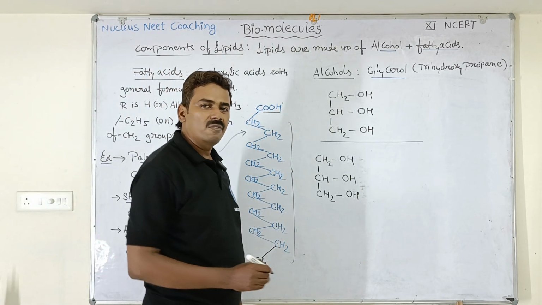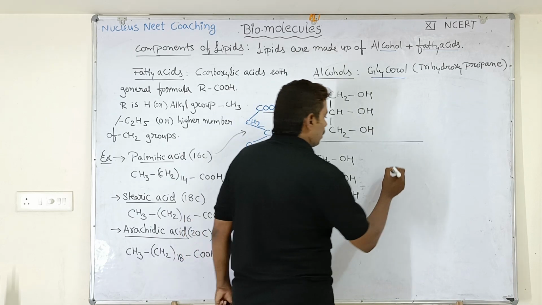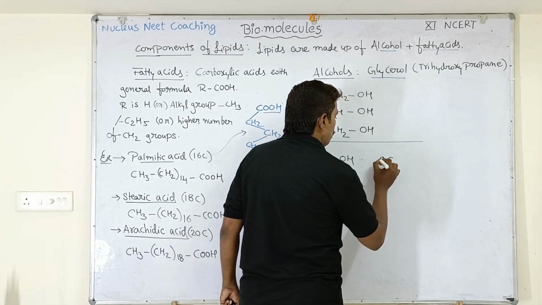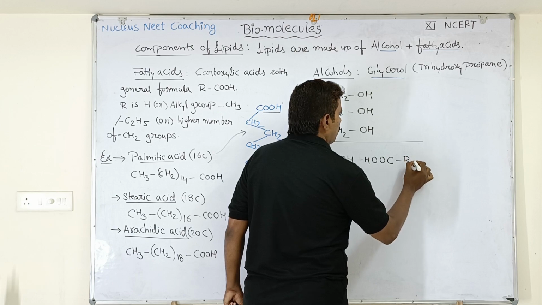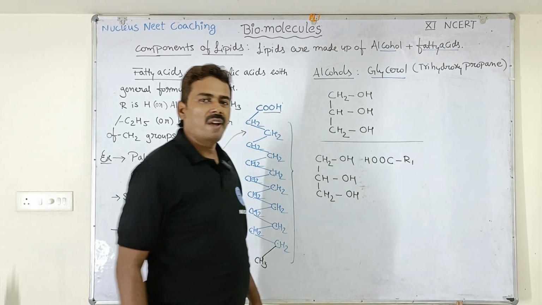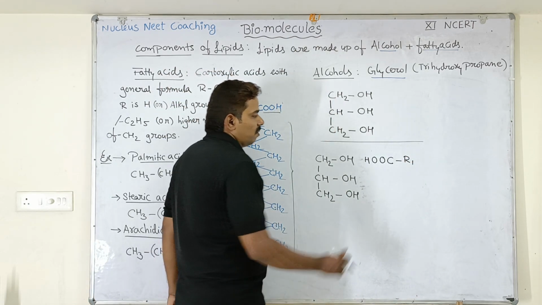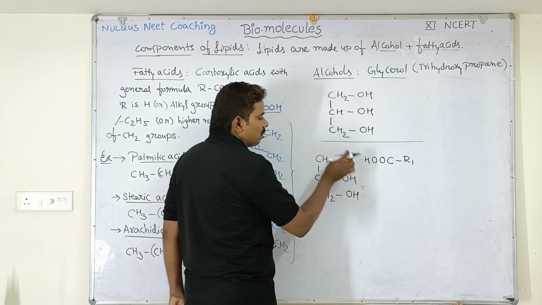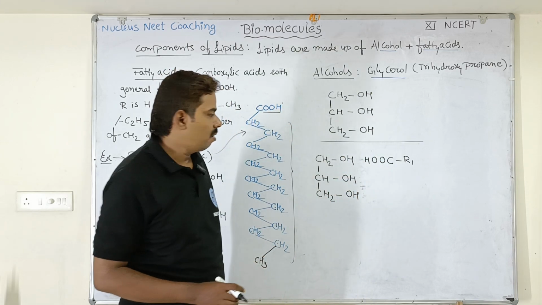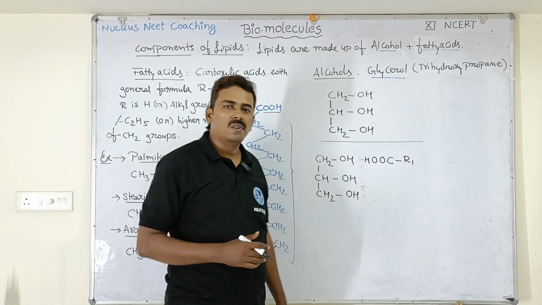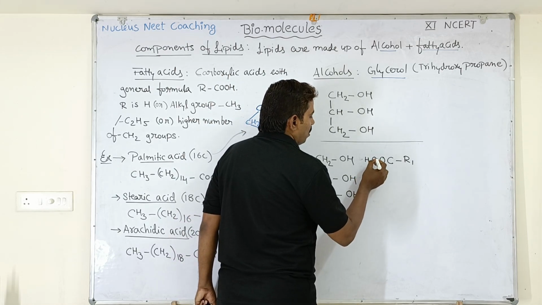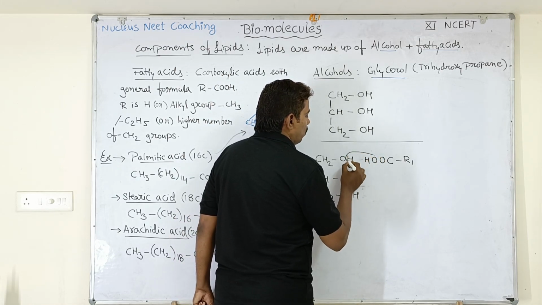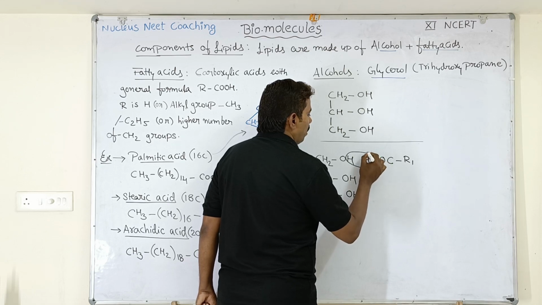Now I am representing a fatty acid. Look here, R1 COOH represents a fatty acid. So when a fatty acid approaches an OH group of glycerol, the esterification reaction will take place. During this esterification reaction, a water molecule will be removed.